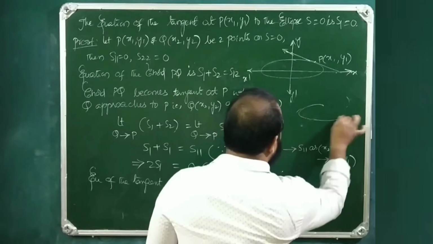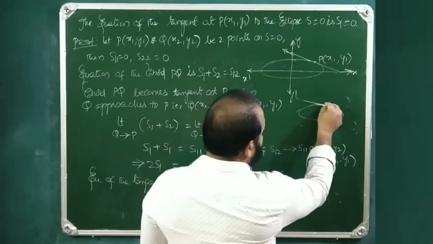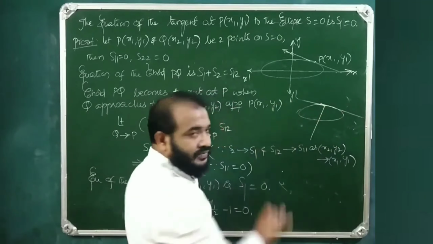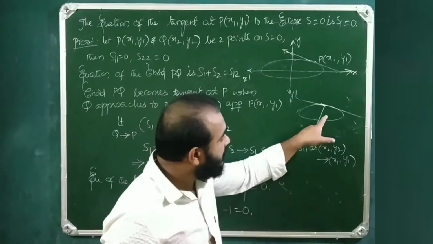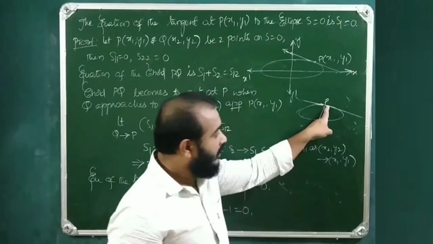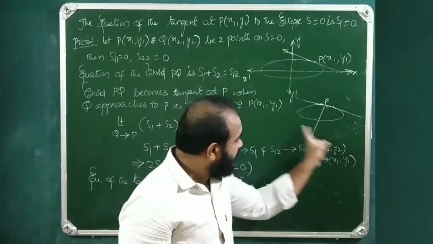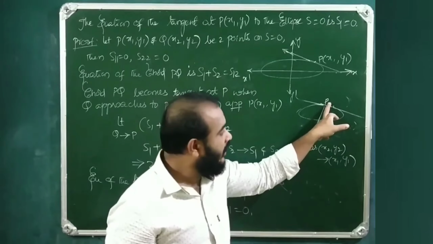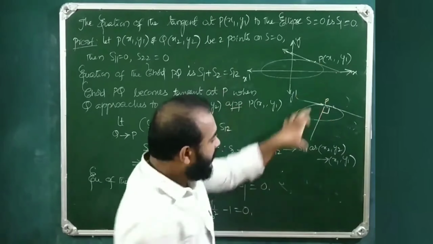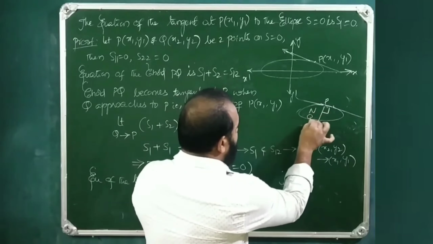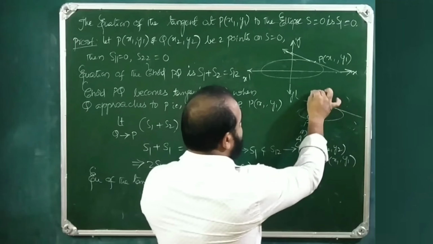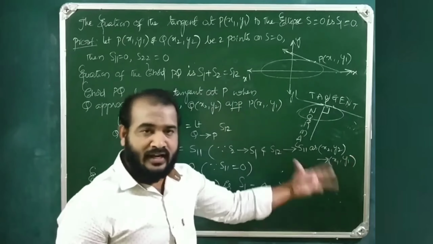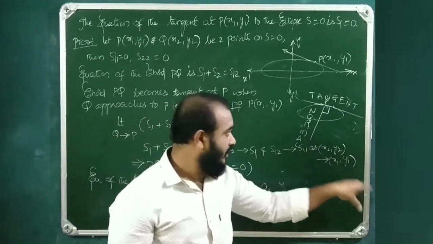First of all, what is a normal? This is a tangent. So the tangent is a straight line. Normal is a line which is passing through this P, where this line touches the ellipse. So this line passes through this point of contact and is perpendicular to this tangent. Therefore, this is called the normal, and this is the tangent. So we will also derive the equation of the normal at P(x1, y1).